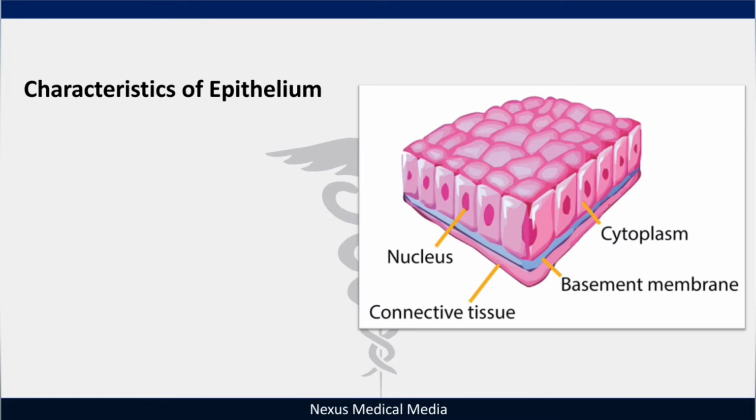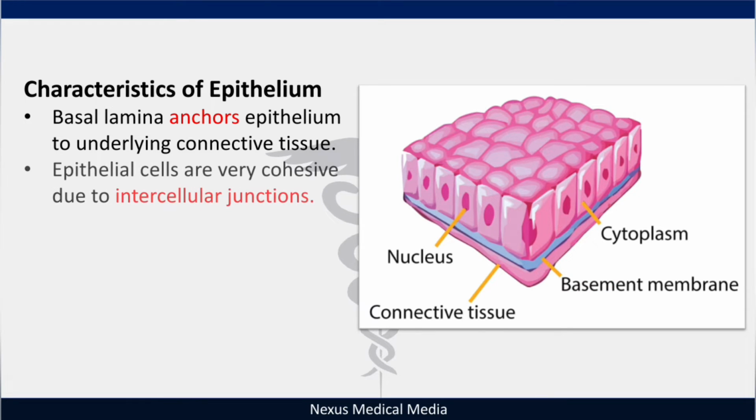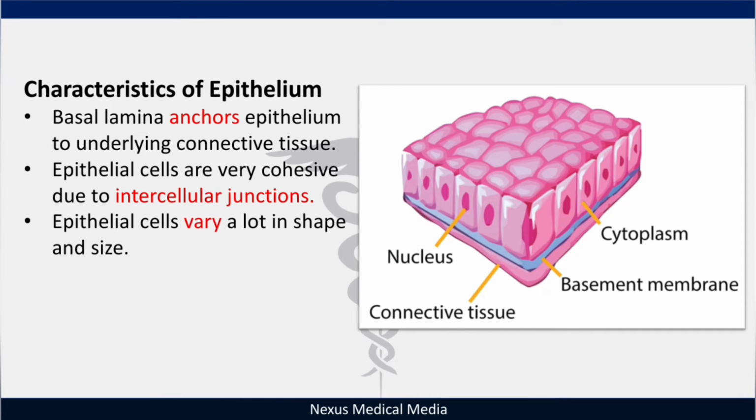Right, characteristics of epithelium. Here you can see epithelium. Here you can see the cytoplasm, the nucleus, the basement membrane, and the connective tissue here. Right, so the basal lamina anchors the epithelium to the underlying connective tissue, as you can see here. This is the connective tissue. Basal lamina is actually part of the basement membrane, as you are going to see in the basement membrane video. The epithelial cells are very cohesive due to intercellular junctions. So between these cells, they are connected via cellular junctions.